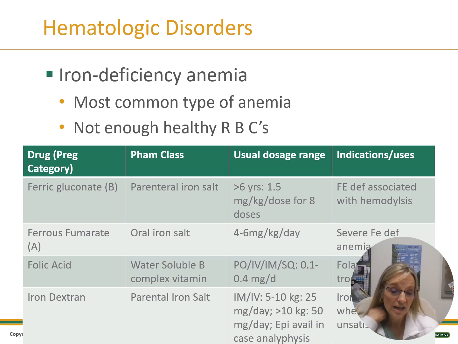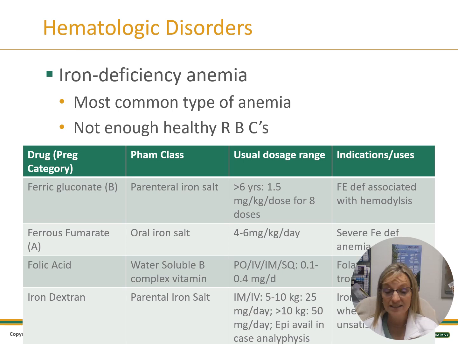And then this little chart I have on here is some of the different ones that we can give them. And we have ferric gluconate, which is a parenteral iron salt. And this is only given over the age of 6, and they're going to get 1.5 milligrams per kilogram per dose for 8 doses only. And this is the one that is for iron deficiency associated with hemodialysis. We have ferrous fumarate, which is an oral iron salt, and it's 4 to 6 milligrams a kilogram a day, and that is given for severe iron deficiency.